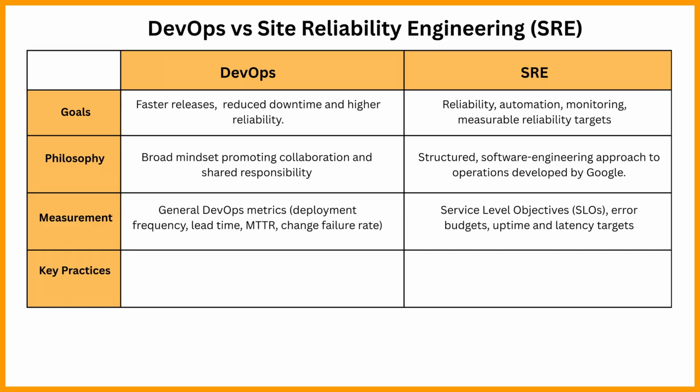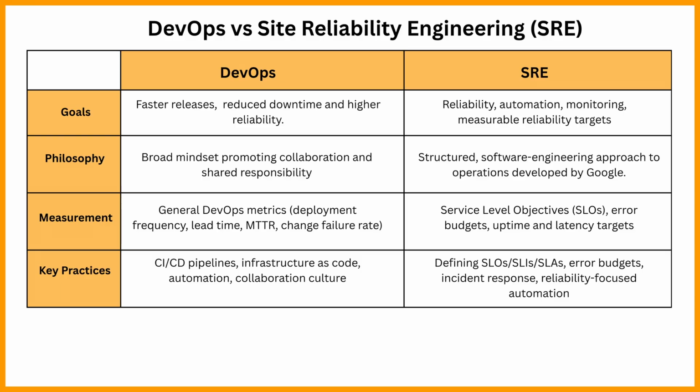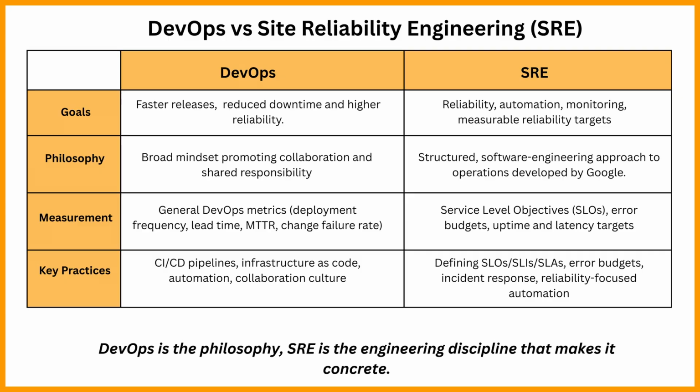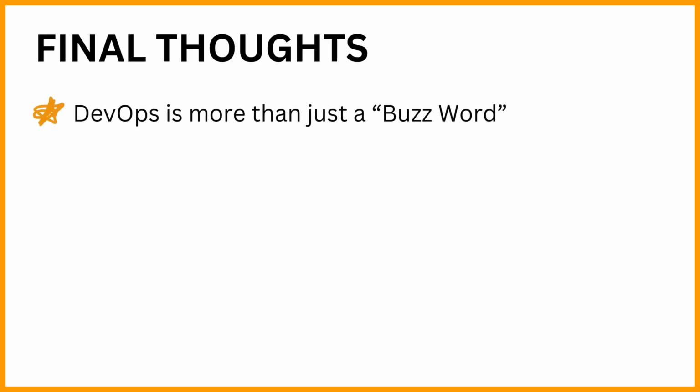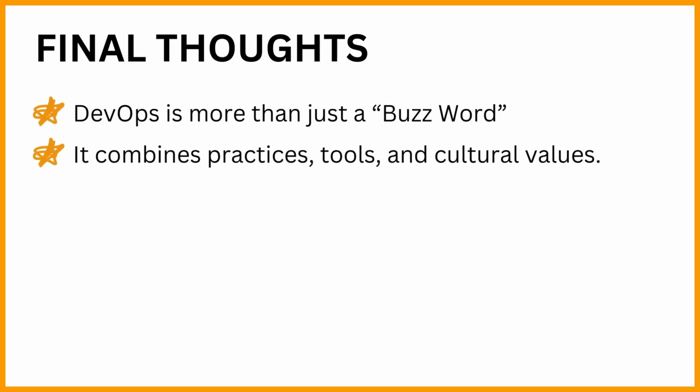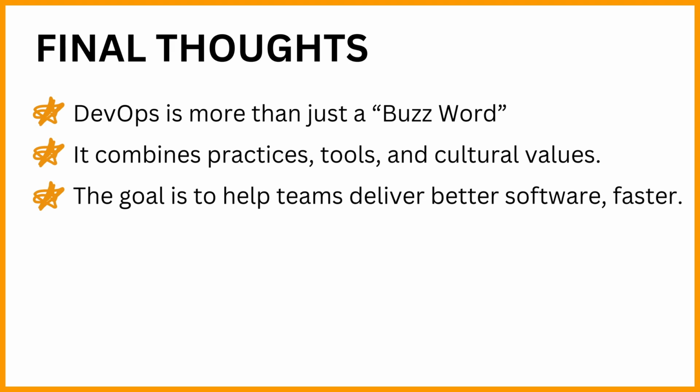SREs focus heavily on things like reliability, automation, monitoring, and defining service level objectives, SLOs. These are clear targets for how reliable a system should be. You can think of SRE as a concrete implementation of DevOps with its own tools, methods, and measurable targets. In fact, most companies today employ both DevOps engineers and SREs, working side by side to deliver fast, reliable, and scalable systems. So that's DevOps in a nutshell. It's more than just a buzzword. It's a set of practices, tools, and cultural values that help teams deliver better software faster.